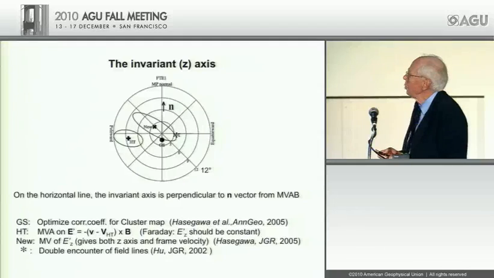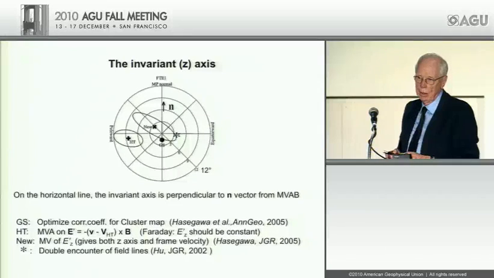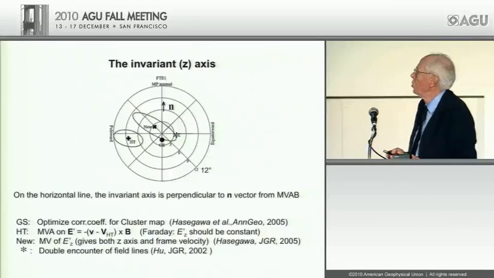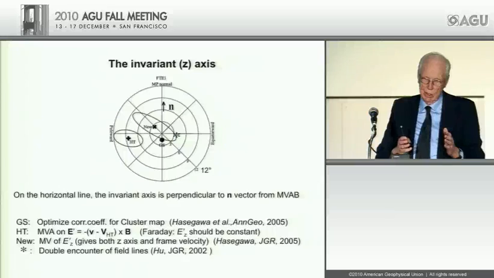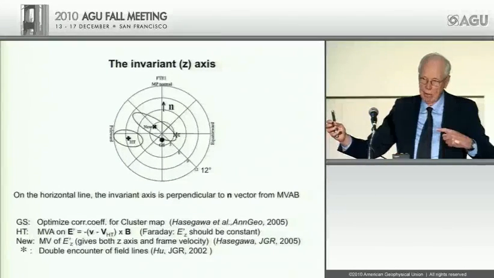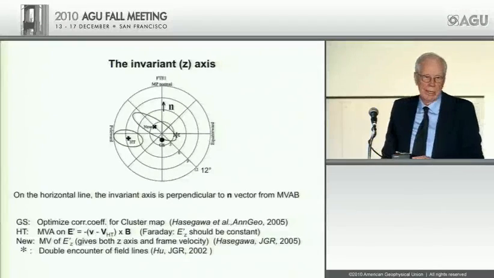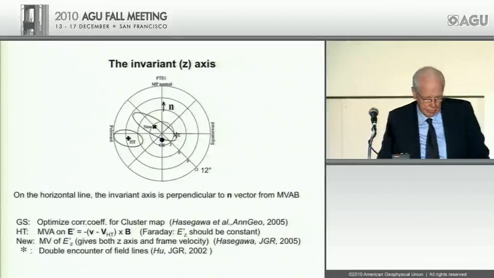Now, the fact that these all fall pretty close together, and that they are all essentially perpendicular to the normal direction, convinces me that it's not nonsense to talk about an elongated structure that has an invariant axis. Exactly how long it is, we can't tell right now.